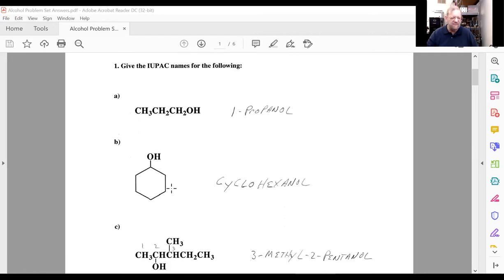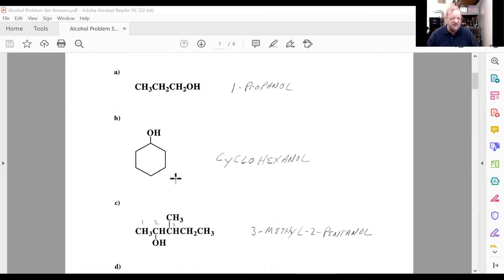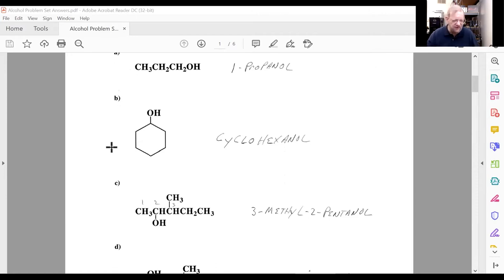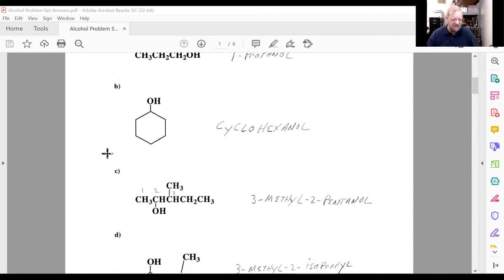So if we look at A, three carbons, hydroxyl group on the end, propane, propanol, 1-propanol. Now, if we look at B, we have a ring. Dr. White, Mother Nature loves rings. Six carbon cyclohexane, but it's an alcohol, cyclohexanol. No number, because everybody knows this is always going to be one when there's no other functional groups in the ring, which is what's going to happen.